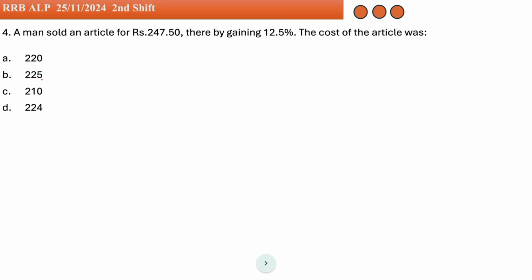Next question. A man sold an article for 247.5, thereby gaining 12.5% profit. The cost price of the article was, so profit is 12.5%. For 12.5% we can write it in fraction form 1 by 8. Here 8 is cost price and 1 is profit. So selling price becomes cost price plus profit, that is 9 units.